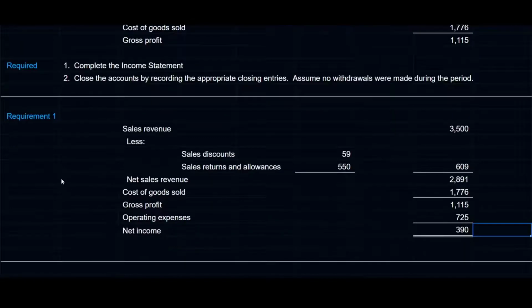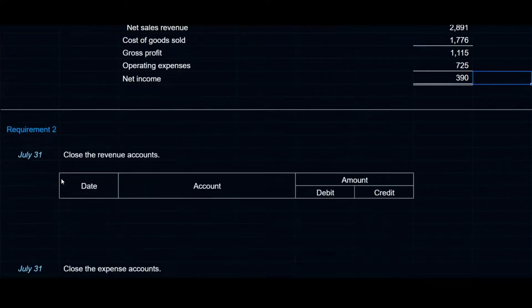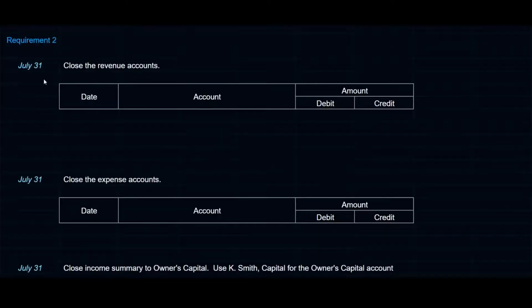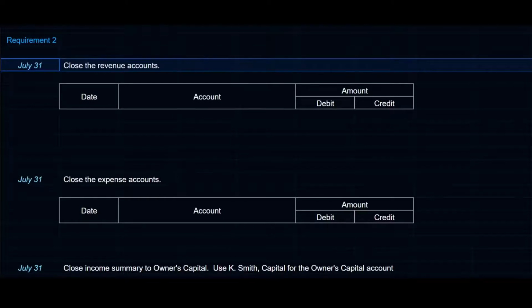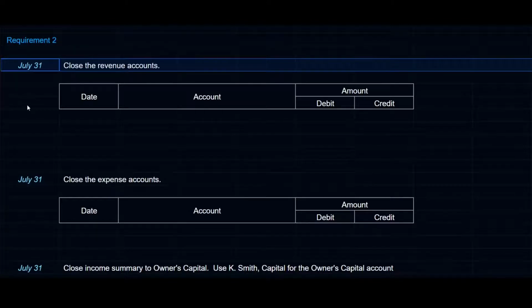Moving on to required 2, we are asked to close the accounts by recording the appropriate closing entries. Assume no withdrawals were made during the period. Different textbooks will approach the closing of accounts in different ways. Some textbooks will recommend that you close all of the temporary credit accounts first, and then all of the temporary debit accounts next. They find that easier and simpler to do. In my experience, students have preferred to first close all of the revenue accounts and then close all of the expense accounts. So we can try to do it that way for this question.